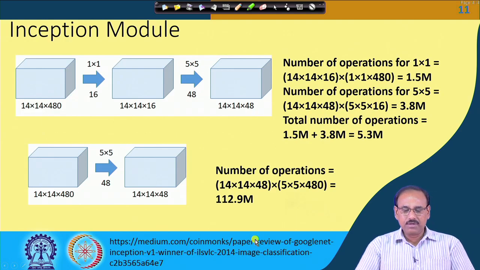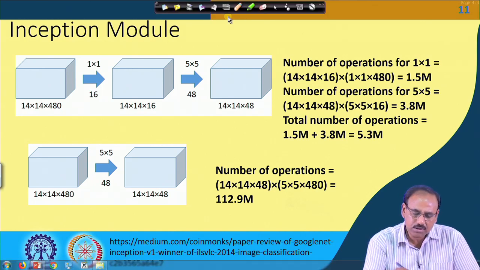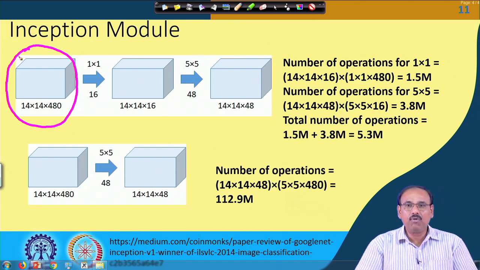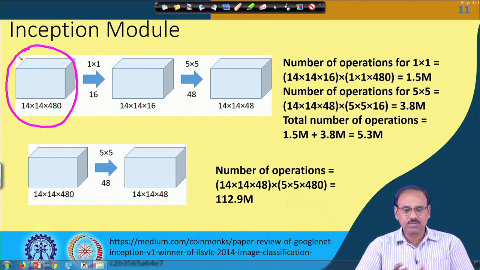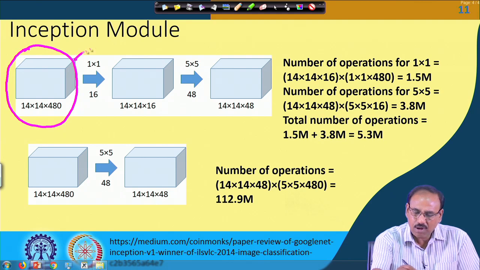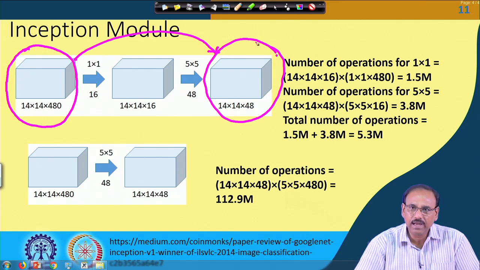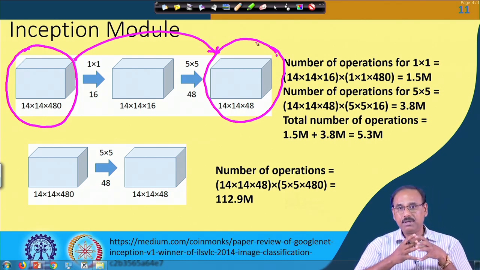So, let us try to see this. Suppose I have an input feature map which is of size 14 by 14 by 480. So, there are 480 different feature maps or channels which are concatenated together, and the size of every feature map is 14 by 14. And from there I want to extract features which are again 14 by 14 by 48. That means the size of every feature map remains the same, which is 14 by 14, but the number of channels is reduced to 48. So, this can be done in two ways.